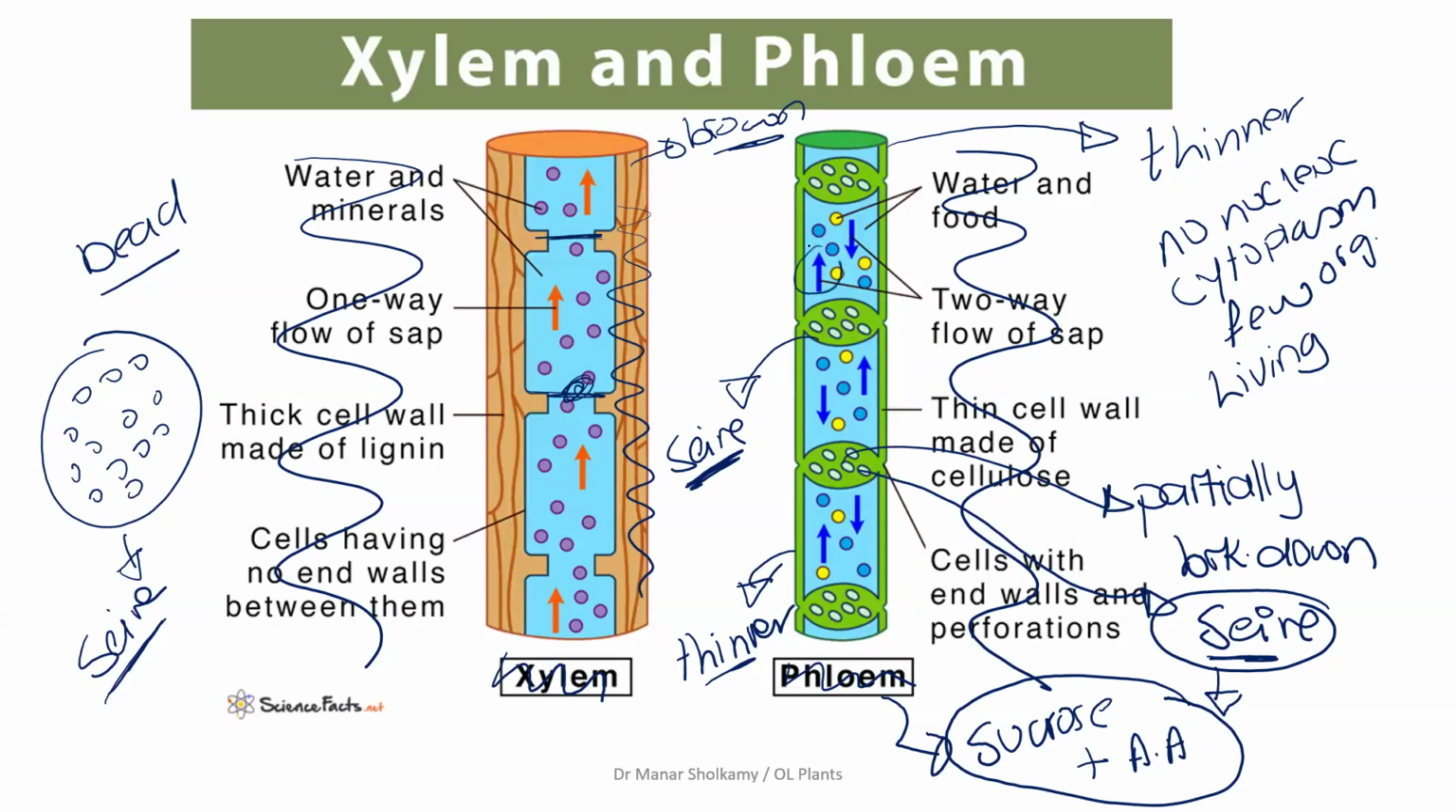And look at the arrows. The sucrose and the amino acids, do they move in one direction or in different directions? Different directions. So if you are actually asked to compare between the xylem and the phloem, you will have a lot of things to say.